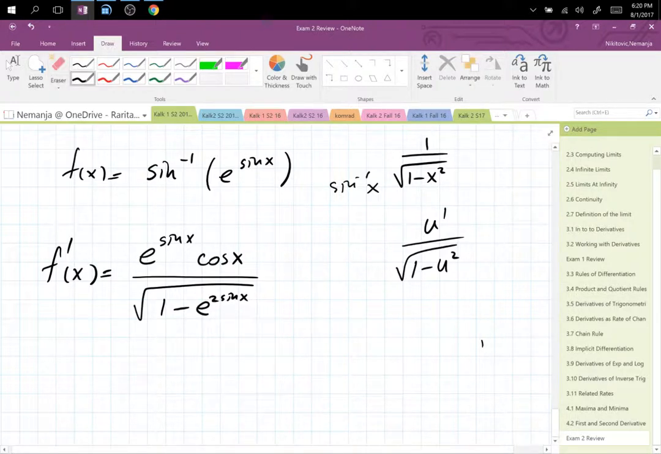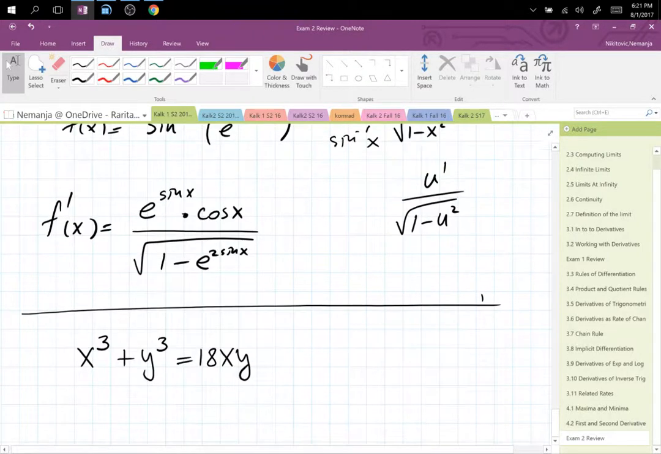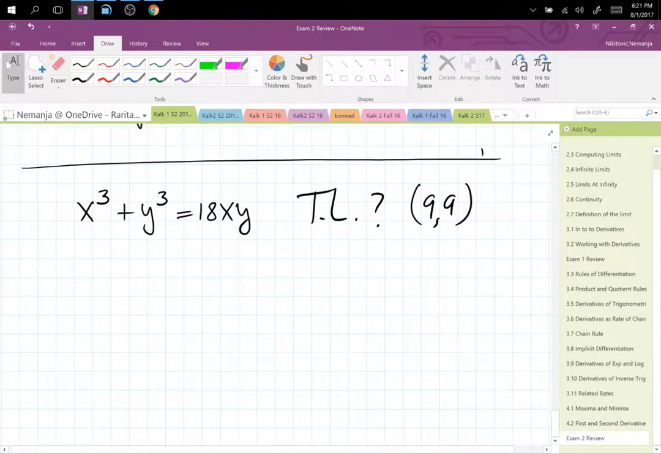All right, next one. x cubed plus y cubed equals 18xy, and then write the equation for the tangent line at the point (9, 9). Beautiful problem. Tangent line, so you're at dy, very good, d over dx.